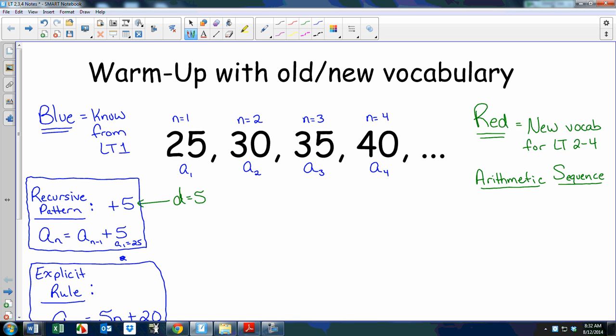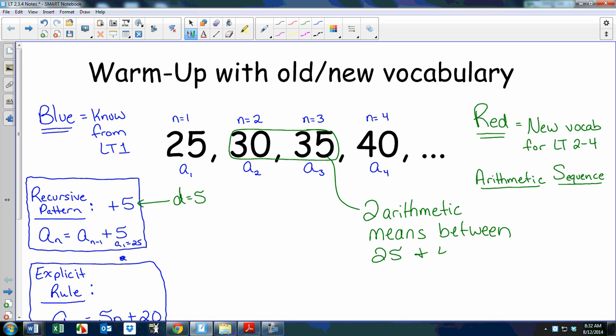The other thing that we're going to have that's new vocabulary is that 30 and 35 are two arithmetic means between 25 and 40. All that arithmetic means is the new vocabulary. When you're finding arithmetic means, you won't be given the two middle terms. You'll be asked to find what are the two numbers that go in the middle that makes this an arithmetic pattern, a constant addition pattern or constant subtraction.